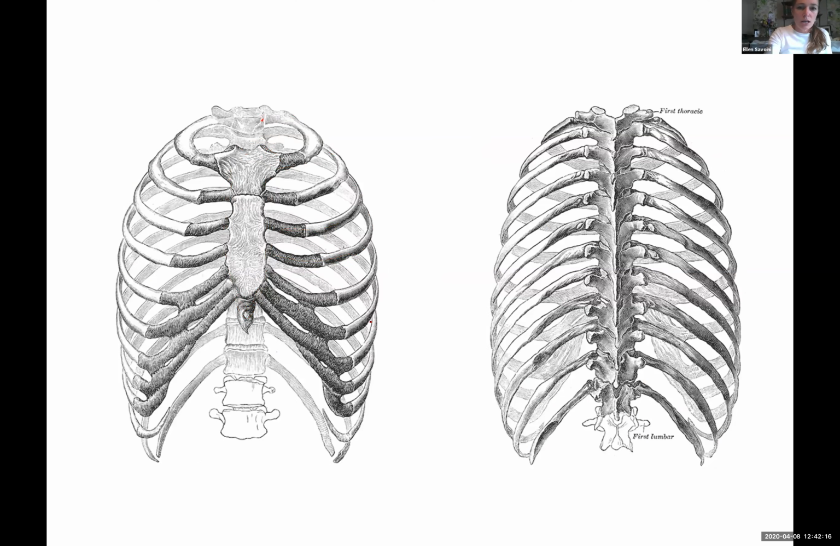Go back here. We have our 3 false ribs. See, 1, 2, 3, these 3 pairs. They connect all together to the bottom, sort of via cartilage. So they're not directly connected bone to bone. So these ones are known as false ribs.